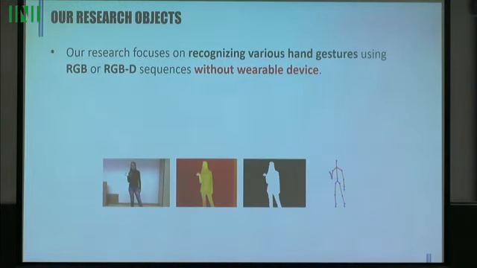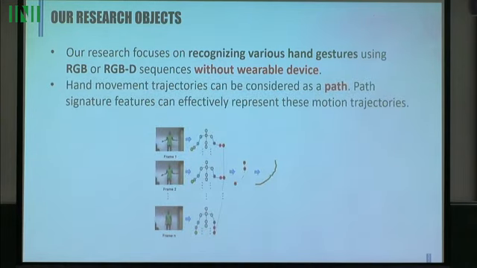Okay, so our research focuses on recognizing various hand gestures using RGB or RGBD sequences without wearable devices. I want to say a little bit about without wearable devices, because right now the most accurate hand recognition is when you wear a data glove or an armband. But that's not something we are trying to do. We try to develop something natural for humans to interact. You don't want to wear something before you interact. So RGB or RGBD sequences are the best choices we have. And also, essentially, this is a key part actually.